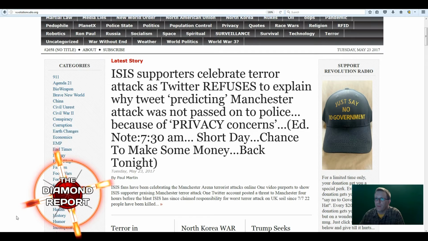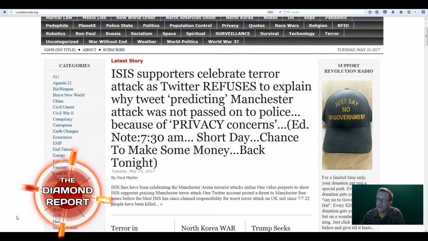ISIS supporters celebrate terror attack as Twitter refuses to explain why tweet predicting Manchester attack was not passed on to the police because of, quote, privacy concerns. Of course, I mean, that seems obvious. If Twitter or Facebook or any of those social media conglomerates have a heads up on something like that, they're not going to turn in the people that they are backing. And that, in this case, would be ISIS.